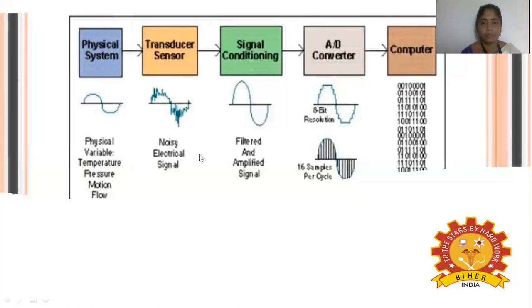Then it is being transduced to the next level called a transducer. The transducer gives an electrical signal that can be conditioned with the help of your filter. Once it has been filtered, this signal can be converted from analog to digital, so that it will give you the value in your digital display. That is said to be the computer.